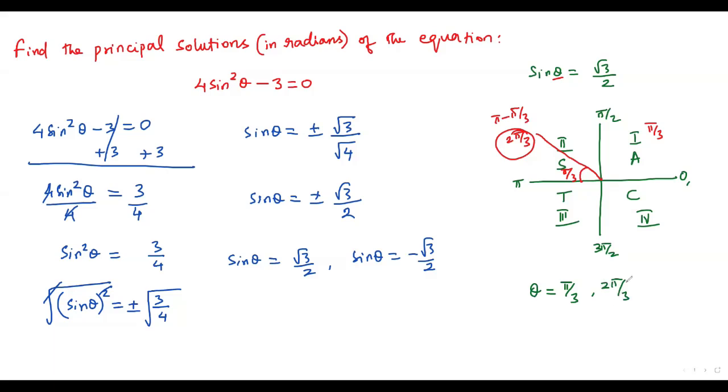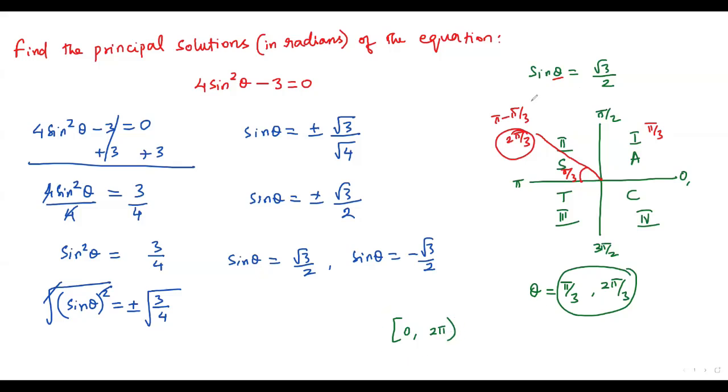Okay, now we have to make sure both these values of theta must be in the interval 0 to 2 pi. Then only we can consider the values we got for theta as principal solutions. Okay, now we have finished solving the first equation, that is sin theta equals square root of 3 over 2, and we got two values for theta, pi over 3 and 2 pi over 3. Both of them are in radians and both of them are in this interval.